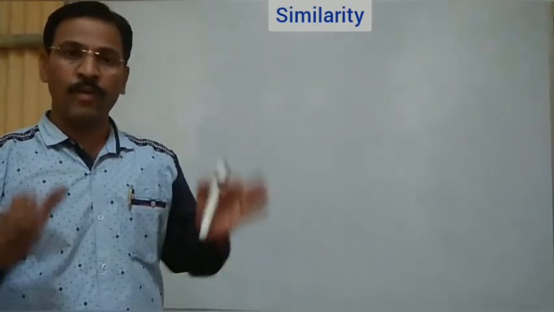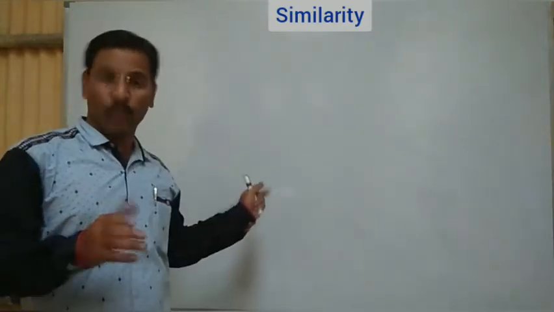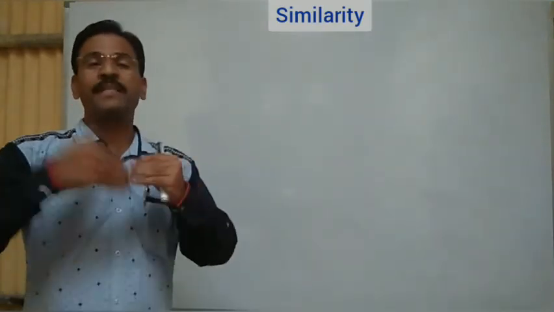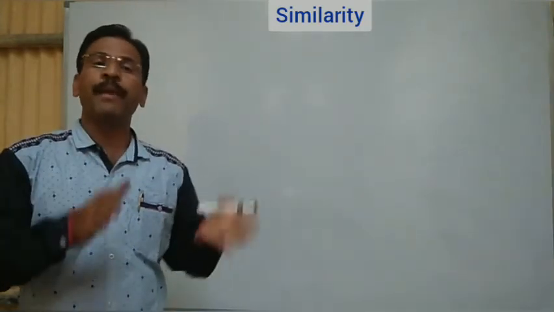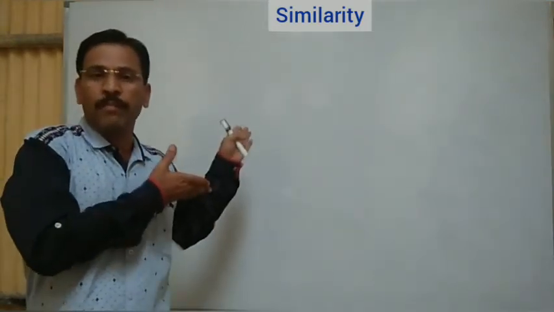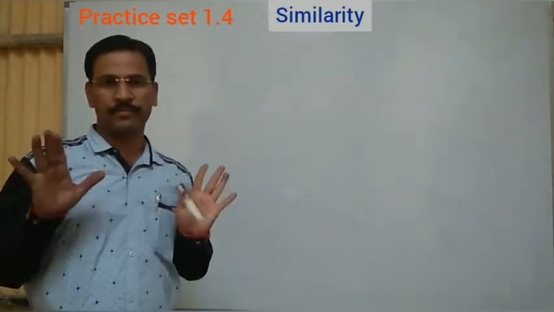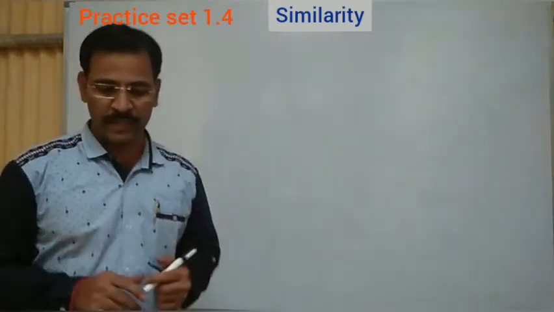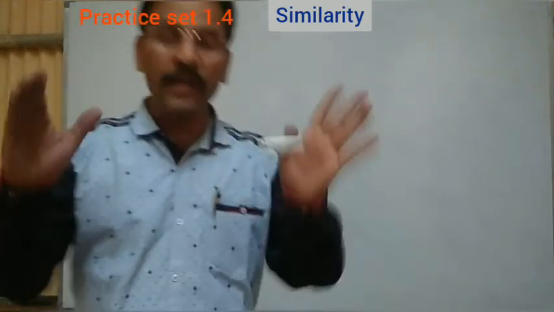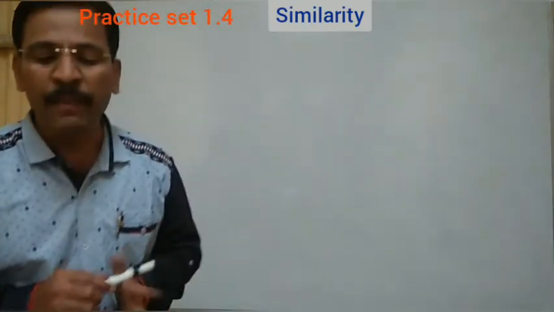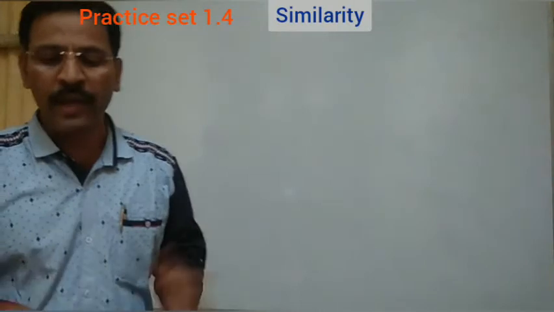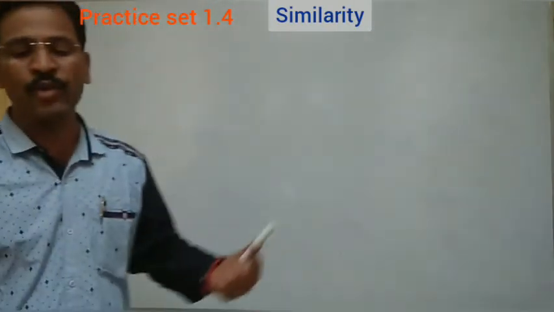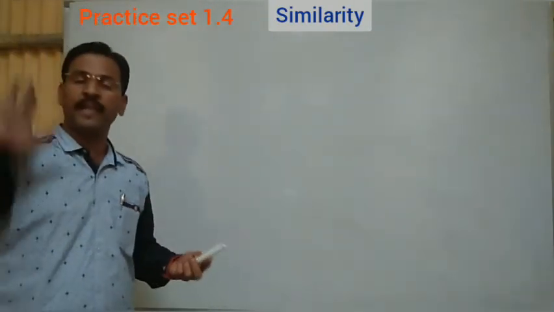Okay. Now, depending upon this theorem that we just proved, practice set 1.4 is there. The whole practice set depends upon the previously proved theorem. See here, first example. The ratio of corresponding sides of similar triangles is 3:5, that is given to us. Now we have to find the ratio of the two triangles' areas.